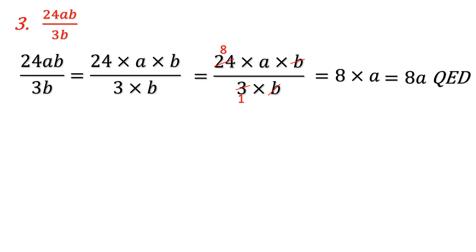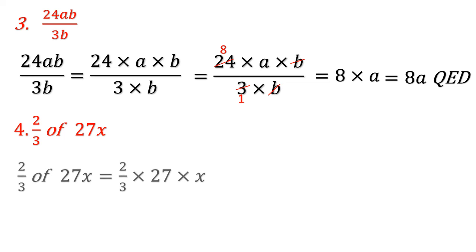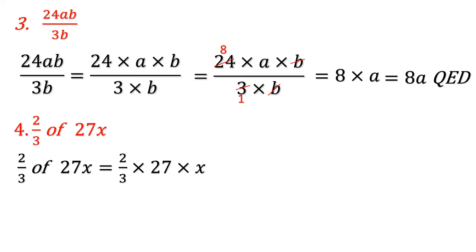It is very simple. It's very easy. All you have to do is follow the steps. Don't make any mistakes there. Take our next example, example 4. You have 2 over 3 of 27x. The "of" here represents times. So 2 over 3 of 27x is equal to 2 over 3 times 27 times x.